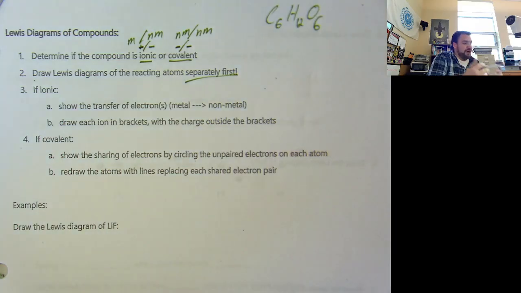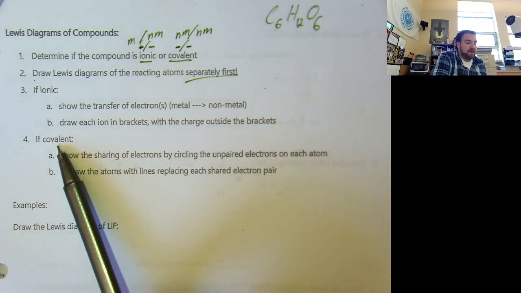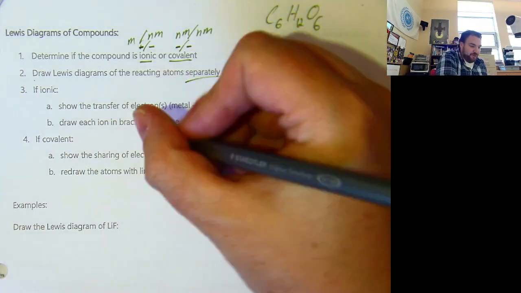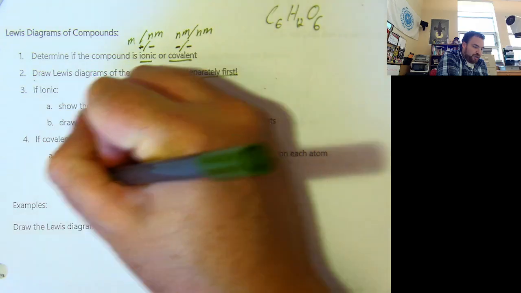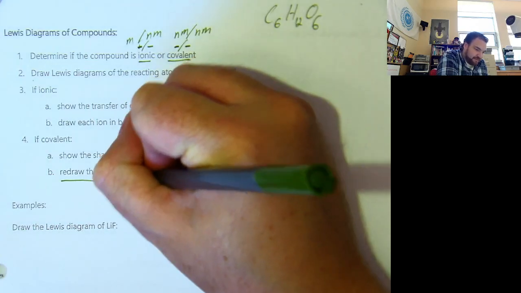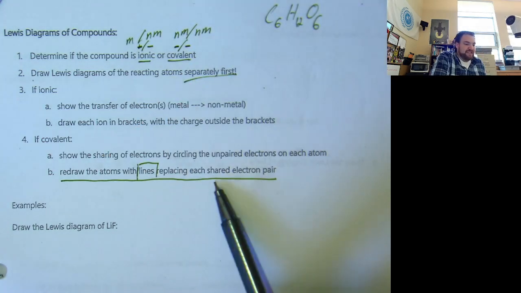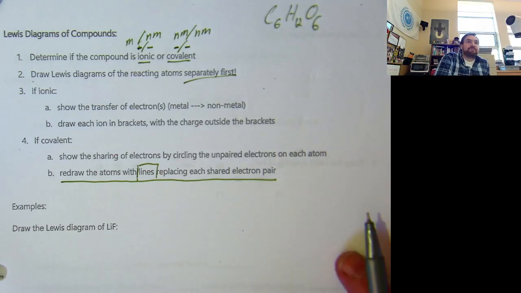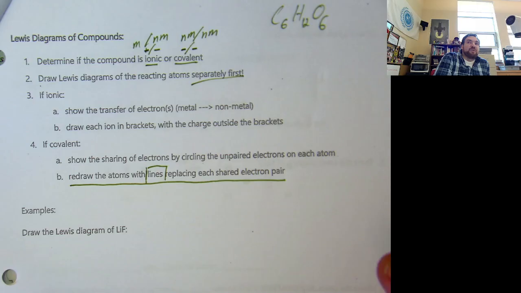If they're covalent, this is where the Lewis diagrams are really powerful. Because instead of drawing overlapping orbitals, you are going to redraw the atoms with lines, replacing the shared electron pair. And I'll show you what I mean. You don't have to redraw the whole thing with overlapping circles like you did for the Bohr diagram. Here is what this will look like.